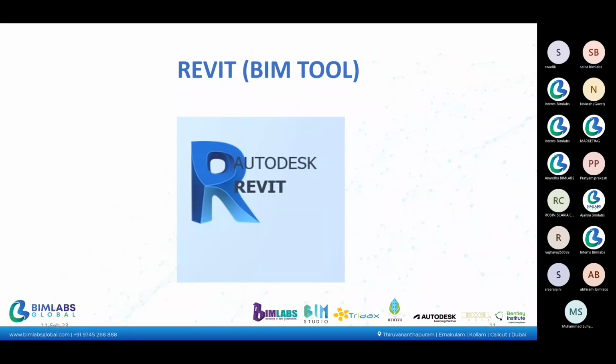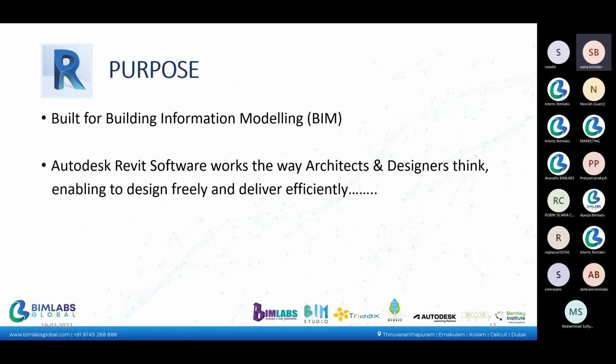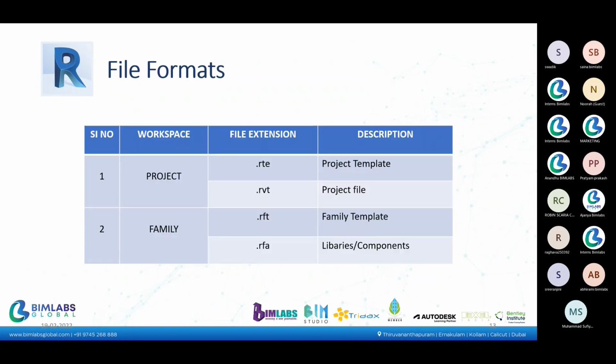The purpose of Revit is that it is actually a tool which works with the technology of building information modeling, or BIM, and it is usually used by architects, designers, engineers, etc. There are some file formats available in Revit. Mainly, there are two types of file formats available. First one is the project file format, and then the other is the family file format.